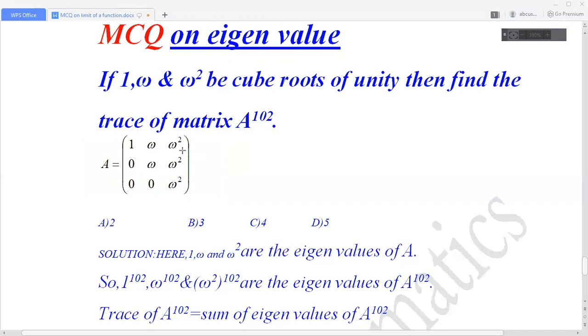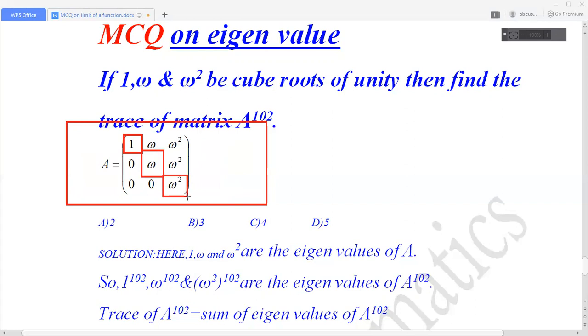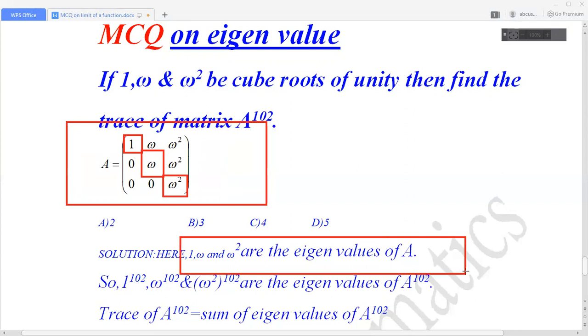Okay. And we have one very important property that in case of an upper triangular matrix, the diagonal elements will be the eigenvalues. So these elements 1, omega and omega square will be the eigenvalues for this matrix A. This is one very important property of the eigenvalues of a triangular matrix. In case of a triangular matrix, the diagonal elements will be the eigenvalues. So 1, omega and omega square will be the eigenvalues for this matrix A.